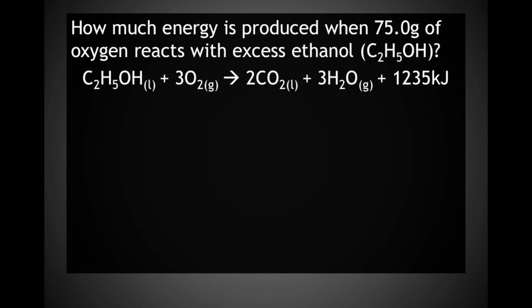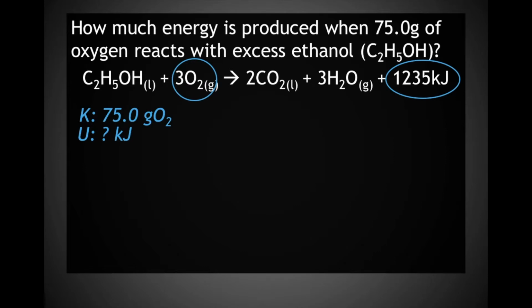How much energy is produced when this much, that's our known, of oxygen reacts with excess ethanol? So our known is that much oxygen. It's asking for how much energy is produced, so that's our question. And then we're only dealing with oxygen and the heat, okay? So we're going to set up our problem. So 75 is our known. And then we need to put grams of oxygen down here, okay? So we're going to grab that off of the periodic table, and we have to convert it to moles, okay?